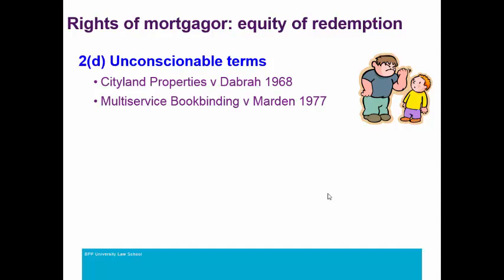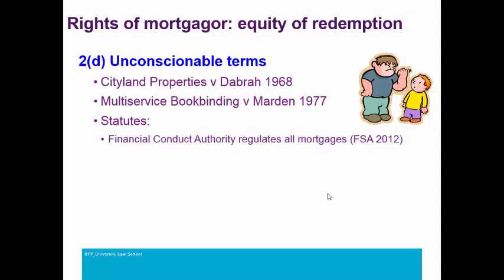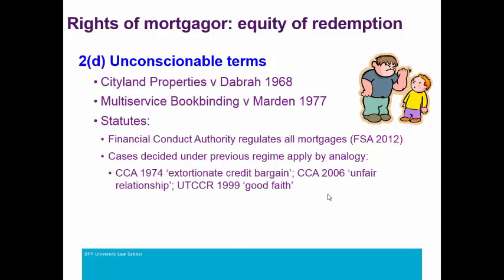On to statutory regulation of terms of mortgages. The Financial Conduct Authority, since the Financial Services Act 2012, now regulates all mortgages. It has this statutory regime for being able to look at and alter and amend mortgage terms under that legislation. Previously, there was a mishmash of all sorts of legislation. There was the Financial Services and Markets Act 2000, there are various Consumer Credit Acts, and there are the unfair terms in consumer credit regulations.